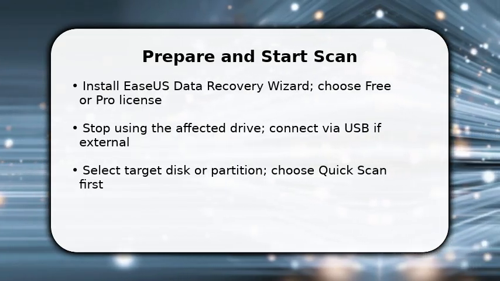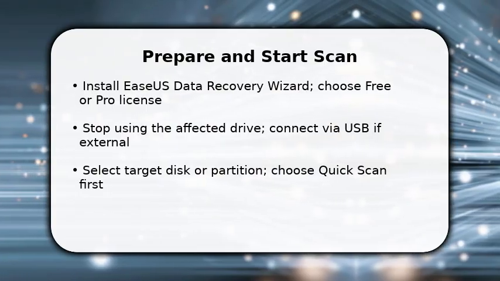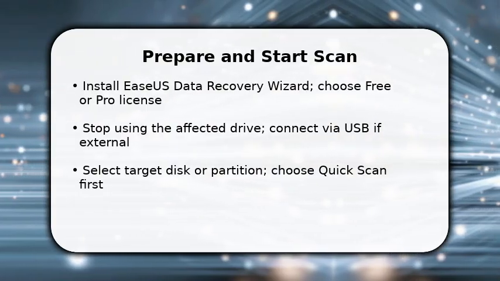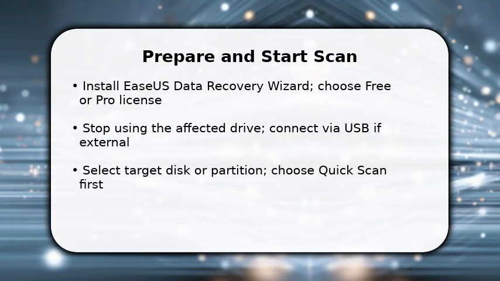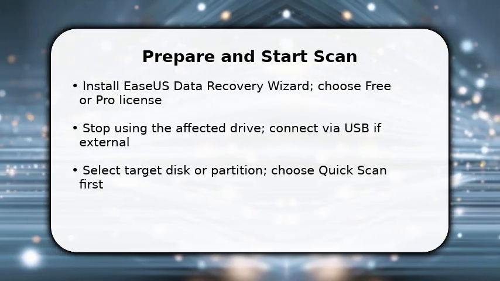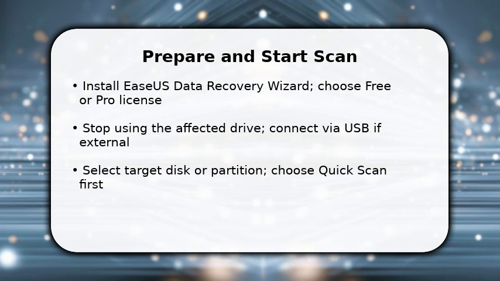You'll see disks and partitions listed. Select the target volume and pick Quick Scan to locate recent deletions fast, then click Scan to start. This first step builds the file list you'll refine next.